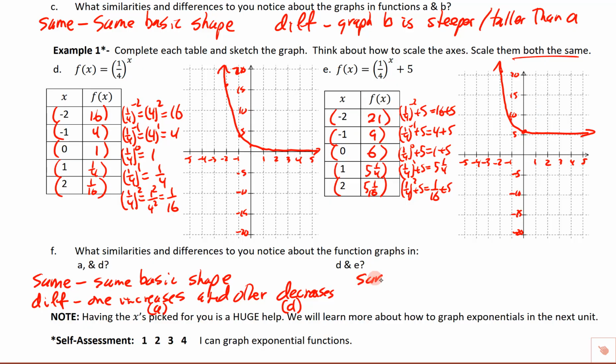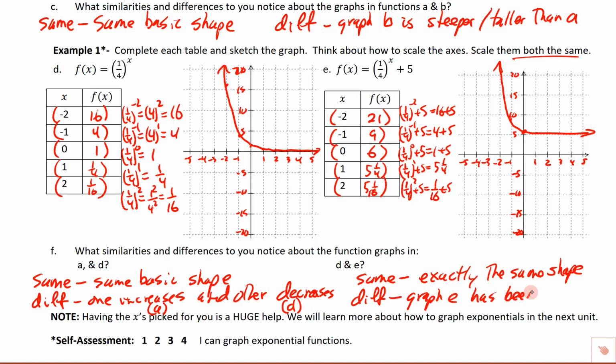So for same, we're going to write this. They're the same in the fact that they really have exactly the same shape. So I'm going to write exactly the same shape. Same exact shape, but they're different, and here's why they're different. They're different because the second one has been moved up 5 units. So graph E has been moved up. And it actually got moved up 5 units. Up 5 units. 5 little tick marks there.